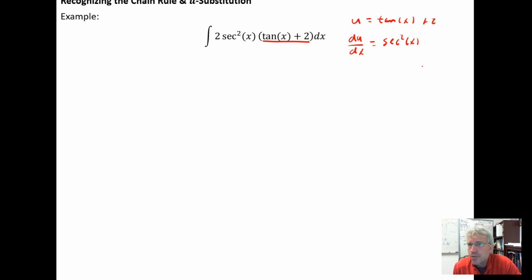When we take the derivative of the u-substitution, we want to see the derivative of something in the expression we're integrating showing up. And in this case, the secant squared of x shows up right here. So the derivative of the u-substitution varies from what we see here by only a constant, and that's the key. That means that a u-substitution is probably going to work in this particular case.